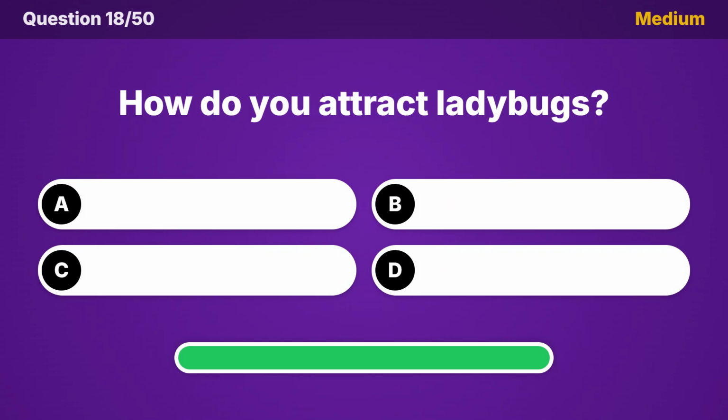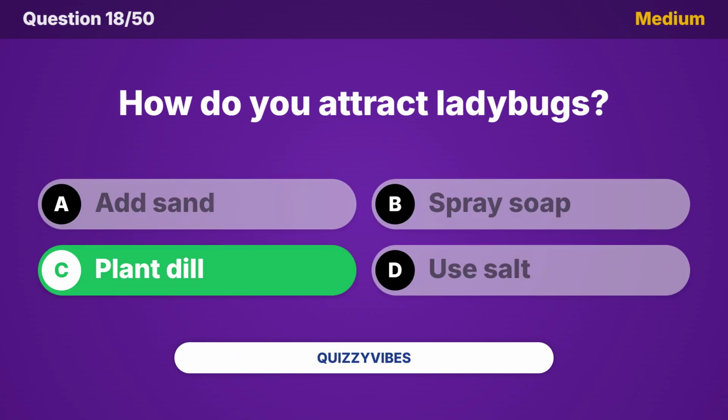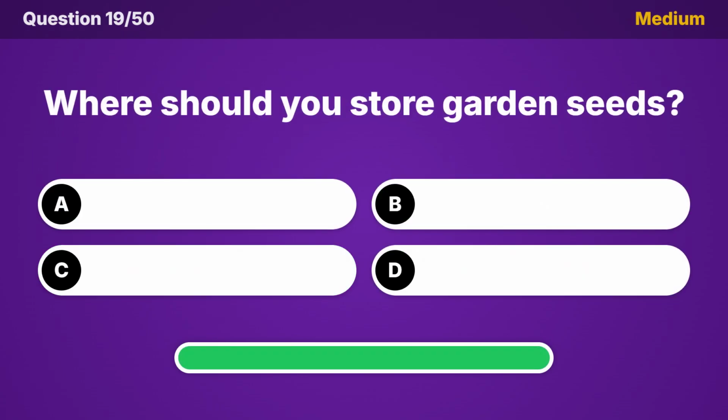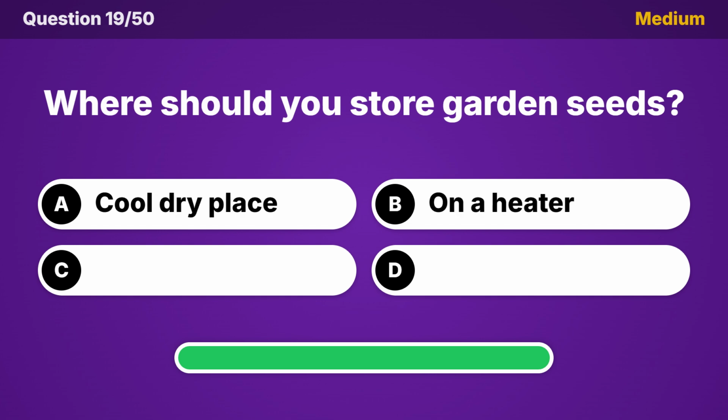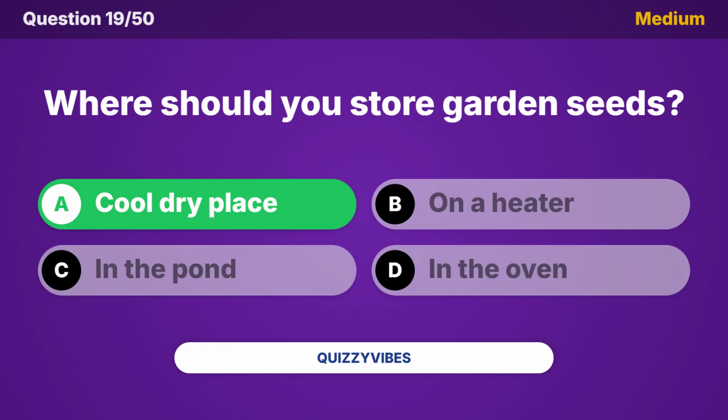How do you attract ladybugs? The answer is plant dill. Where should you store garden seeds? The answer is cool, dry place.